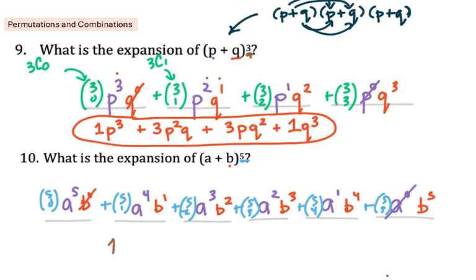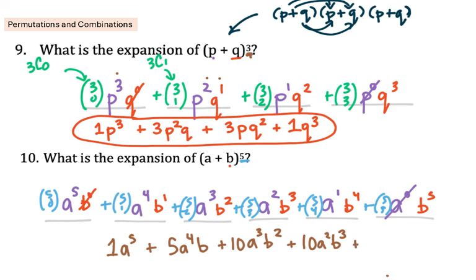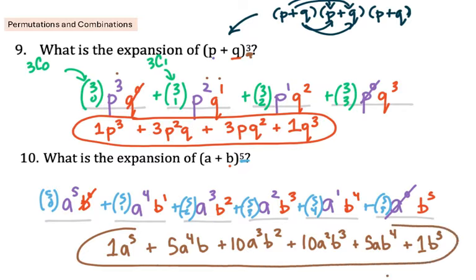So now 5 choose 0 is 1, a to the 5th, 5 choose 1 is 5, a to the 4th b, 5 choose 2 is 10, a cubed, b squared, 5 choose 3 is also 10, but now it's a squared, b cubed, 5 choose 4 is 5, a b to the 4th, and 5 choose 5 is 1, b to the 5th. So that's how we can use the combinations to get the coefficients of all of the terms of this expansion.